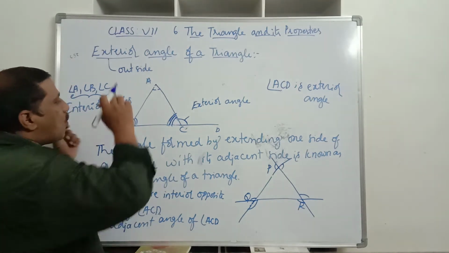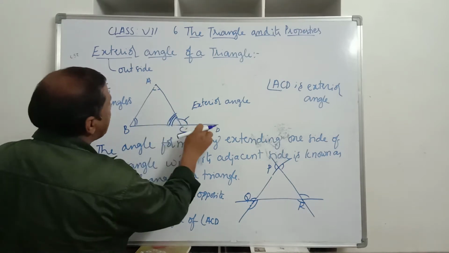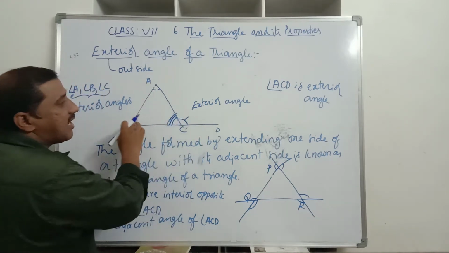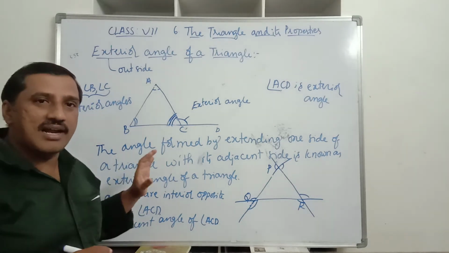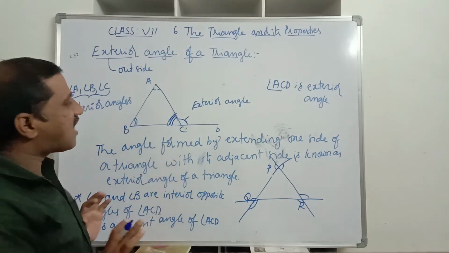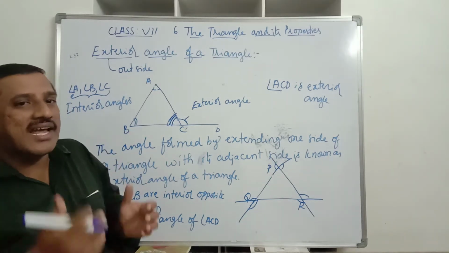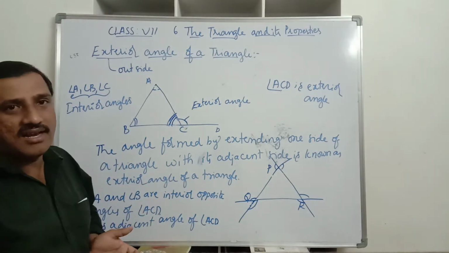Now we will study the relationship between this angle ACD and angle A and angle B. That relationship is known as exterior angle property of a triangle. Is it clear, children? What is the exterior angle of a triangle? How many ways can we represent the exterior angle of a triangle?